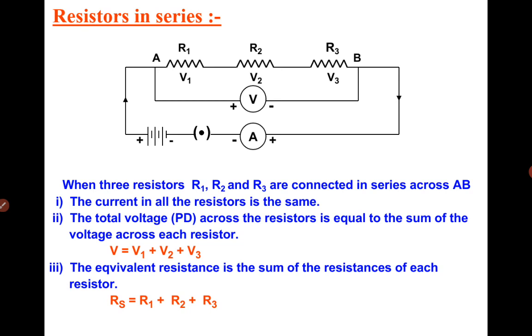Let us take one example. Say R1 is equal to 1 ohm, R2 is equal to 2 ohm and R3 is equal to 3 ohm. Therefore, effective resistance Rs is equal to 1 plus 2 plus 3, that is equal to 6 ohm. The effective resistance 6 ohm is greater than any one of the individual resistances, that is 1 ohm, 2 ohm or 3 ohm. Therefore, in series combination, the effective resistance increases.